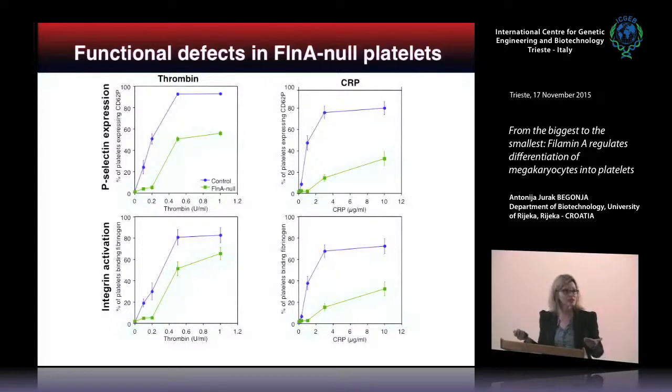Activation of platelets you can easily monitor by flow cytometry if we look at increased expression of P-selectin on the surface or integrin activation. Upon activation, integrins on platelets change conformation, and we can easily monitor this with antibodies that recognize this different conformation. Filamin A null platelets fail to be completely activated with thrombin, which is a really strong platelet agonist, and also if we look at integrin activation. But this was extremely true if we stimulated platelets with collagen mimetic, both for integrin or P-selectin activation.